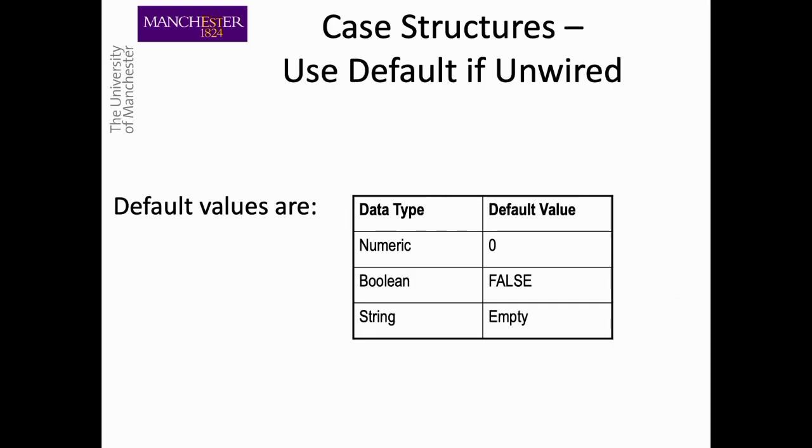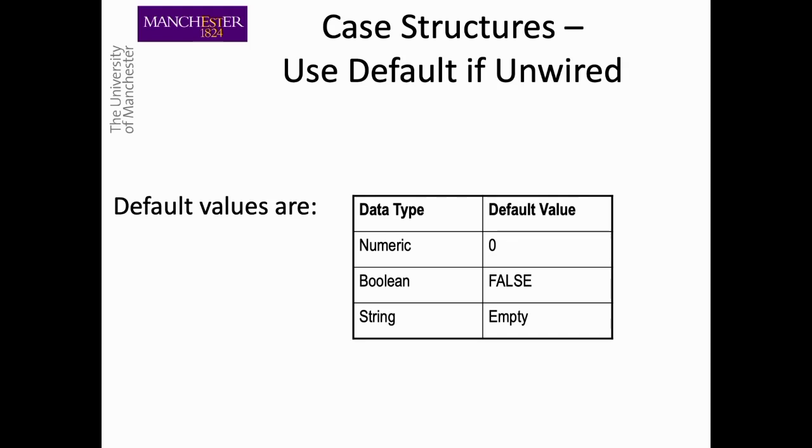Okay, so default types of data, numeric case structures zero. What does this mean, the default case? That means if I don't tell it which case to execute, say I make a mistake, which one will it do by default? So for a numeric, it will do case zero. For a Boolean, it will do case false. And for a string, it will do empty.